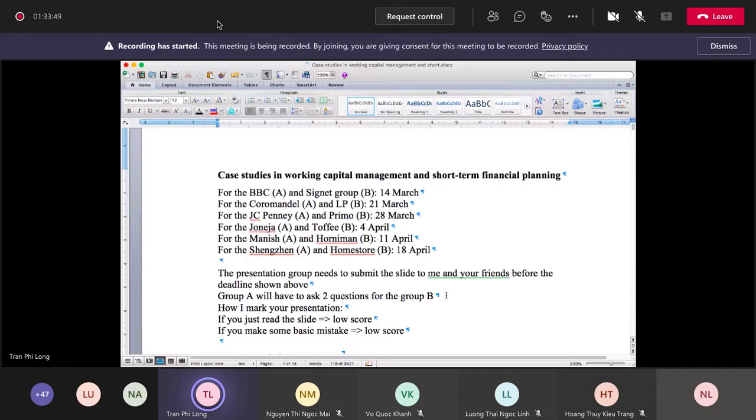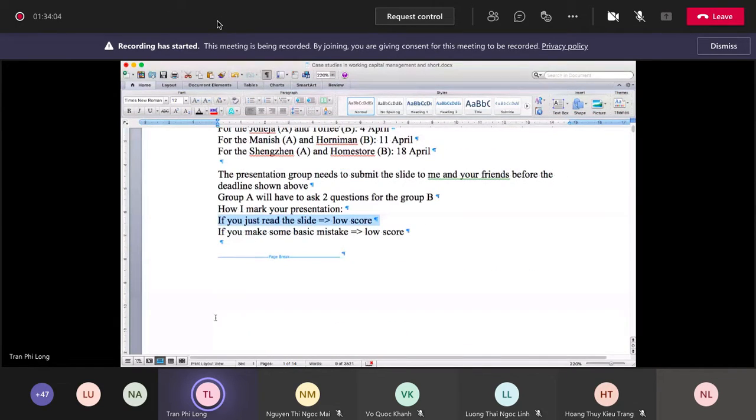However, for other mistakes, for example, you analyze something wrong, you think that this one is correct or that one is correct, it's okay. I will not reduce your mark because of those things. However, as I told you, if you just read the slide and you don't have any contact with your friend, you will have a low score. And if you make a basic mistake calculating some financial ratio, you will have a low score.